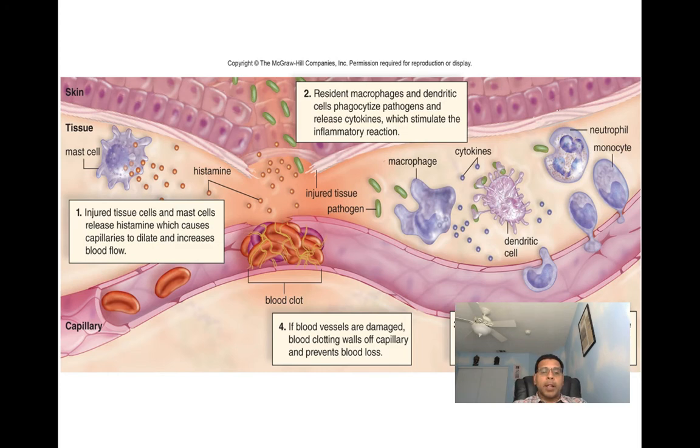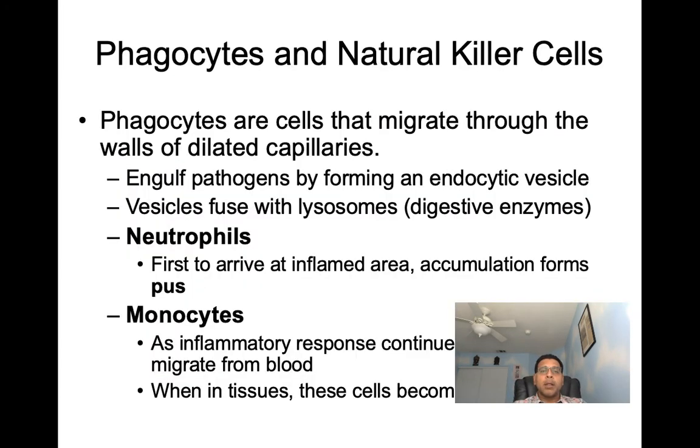All right, next let's check out our phagocytes and natural killer cells. Our phagocytes are cells that migrate through the walls of dilated capillaries. They engulf pathogens by forming an endocytic vesicle. Those vesicles then fuse with lysosomes, which are digestive enzymes. When we talk about phagocytes, this includes neutrophils and monocytes.